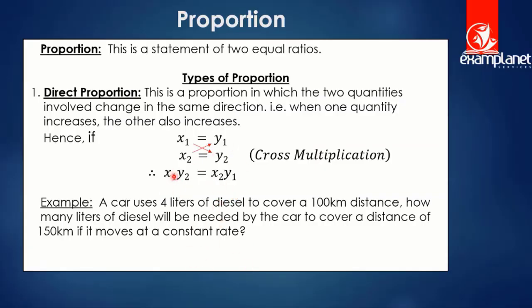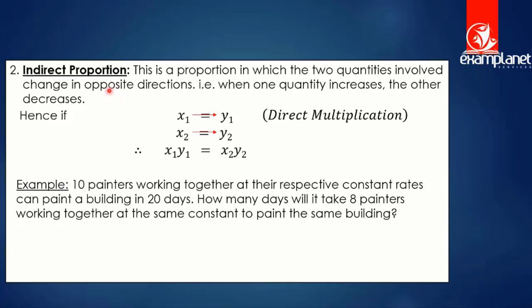Now let's look at the next one, which is indirect proportion. This is a proportion in which the two quantities involved change in opposite directions. That is, when one quantity increases, the other decreases. So an increase in one will cause a decrease in the other, or a decrease in one will cause an increase in the other. The change is in opposite directions, not the same direction. When one increases, the other decreases; when one decreases, the other increases.